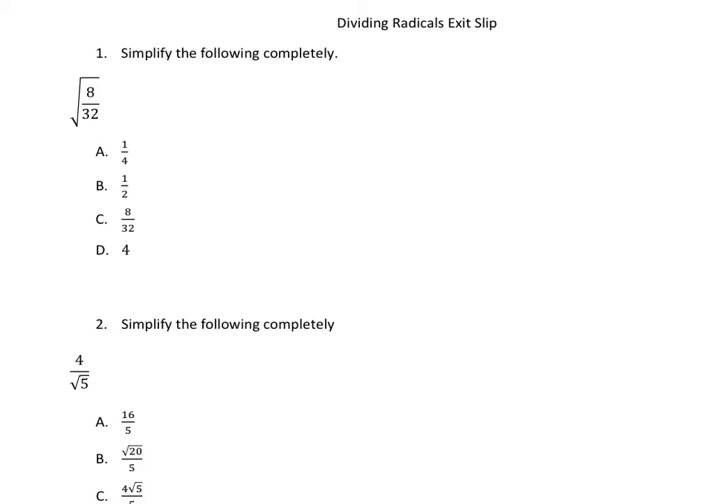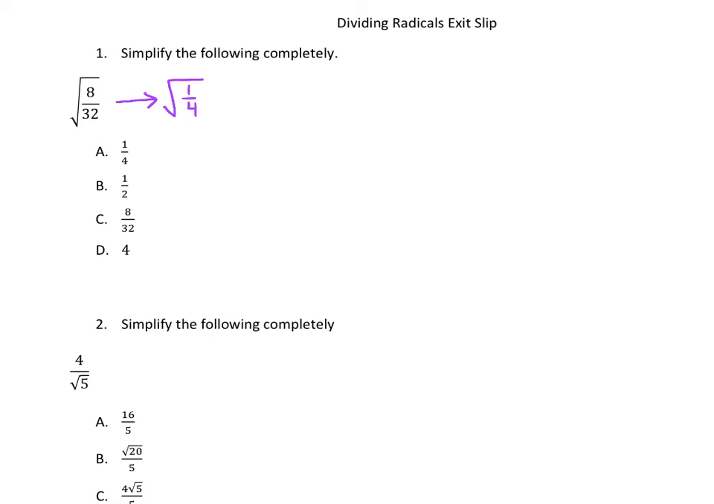So when I have a radical over the entire fraction, the first thing I want to do is see if I can simplify the fraction on the inside. So if I have 8 over 32, that'll actually simplify because 8 and 32 are both divisible by 8. So if I divide 8 by 8, I get 1. And if I divide 32 by 8, I get 4.